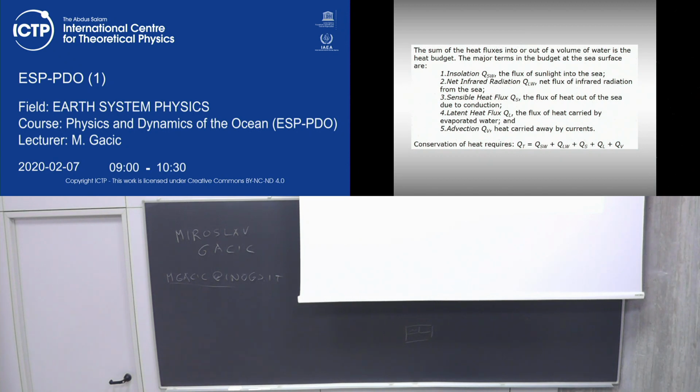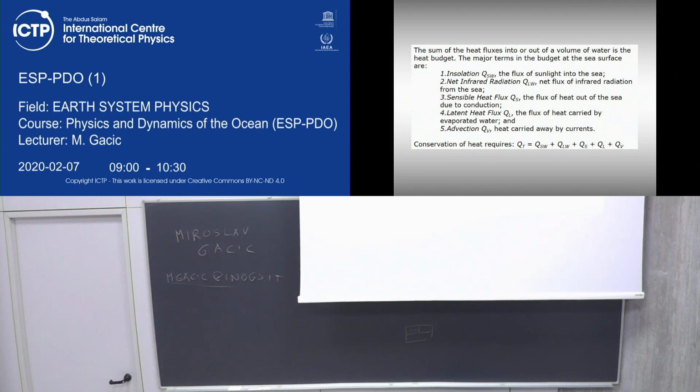If you do the integral over the entire ocean, you will see that due to, for example, the insolation, the heat content over the entire ocean will change. But if you find out the contribution of the advection over the entire ocean, you won't find anything, 0, because advection is simply responsible for redistribution of the heat. And finally, what this conservation of heat requires is that the sum of these 5 components gives us 0.